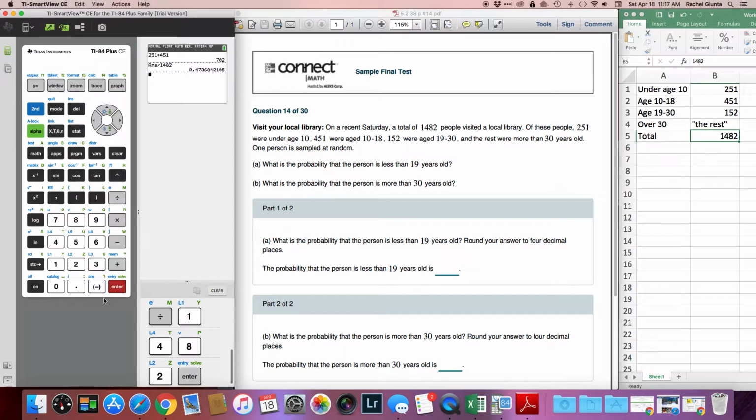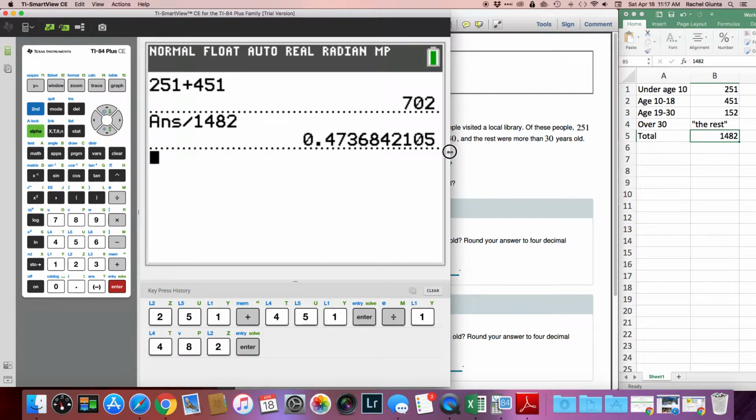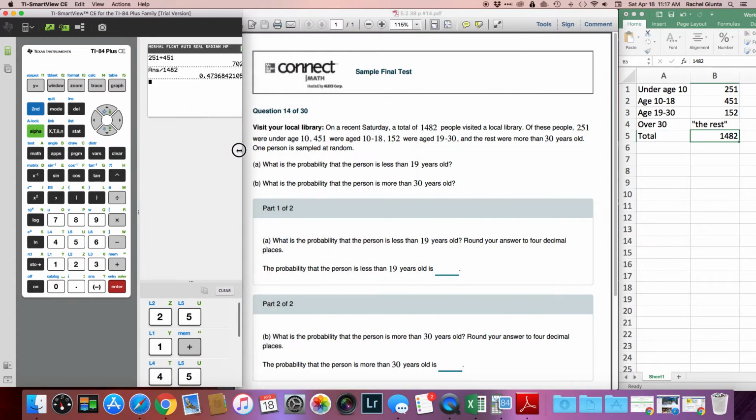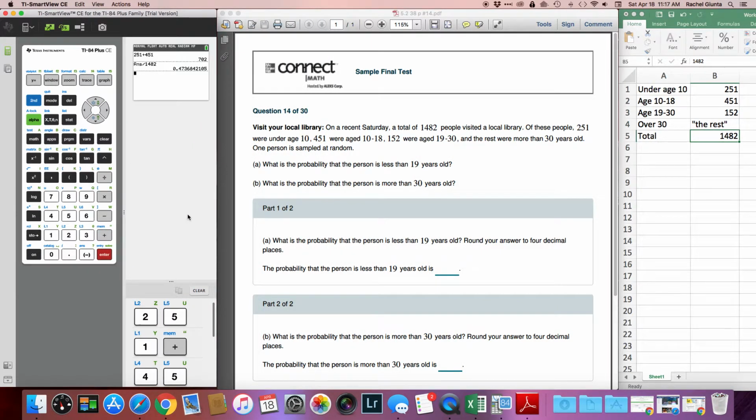Divided by 1482. The number you get whenever it asks for a probability should be a positive number that's less than 1. So it's going to be 0 point something. In this case, it's 0.4737, since it wants 4 decimal places.